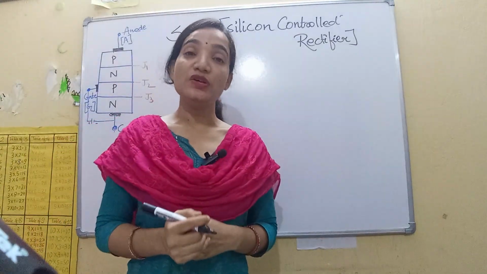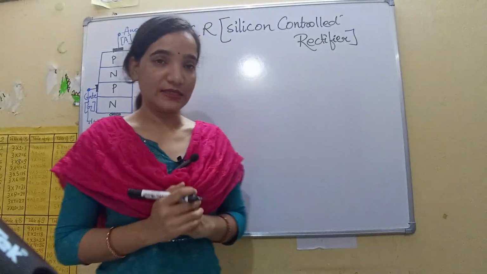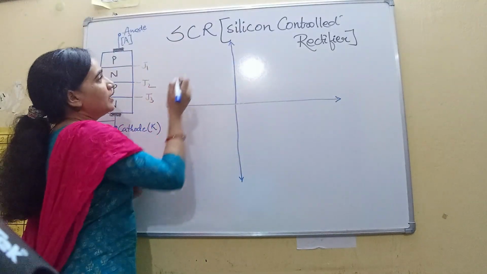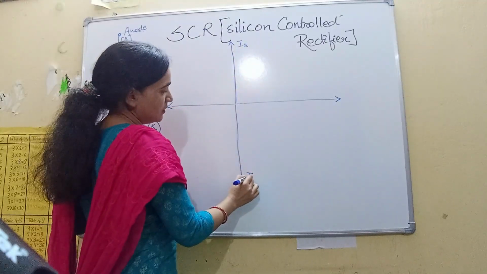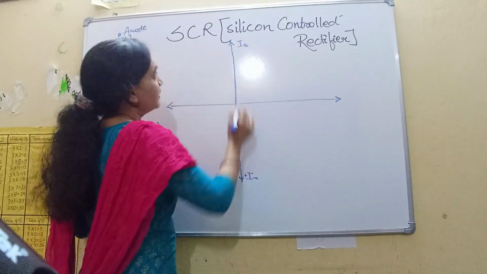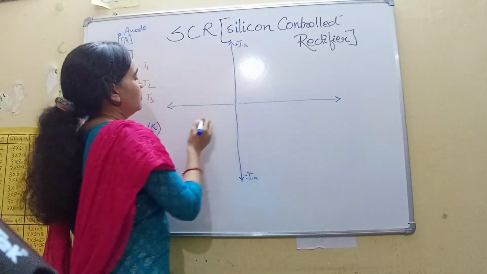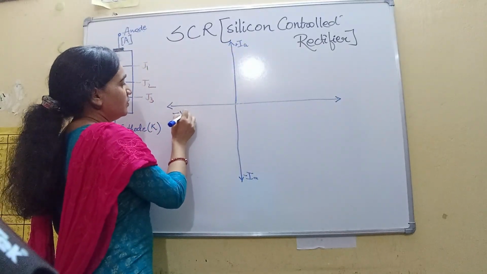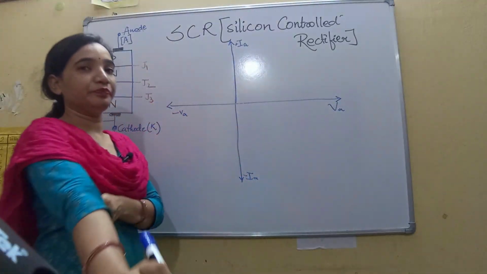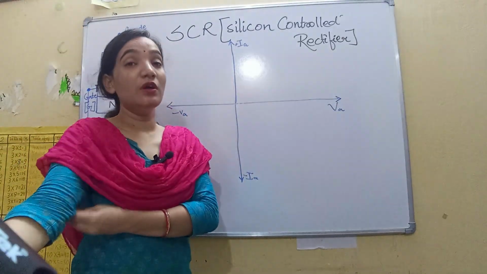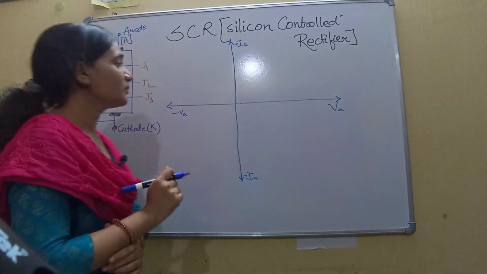So let us now see the VI characteristics of SCR. Here the anode current: positive anode current, negative anode current. Here positive anode current, negative anode voltage, positive anode voltage. Now let us try to understand it according to its mode of operation.